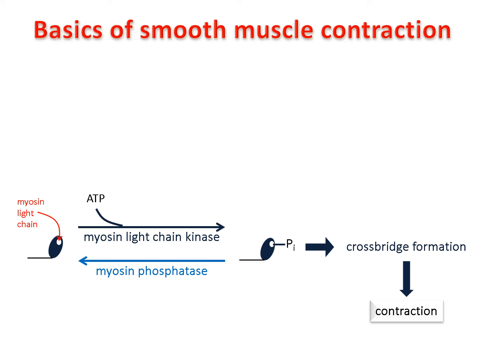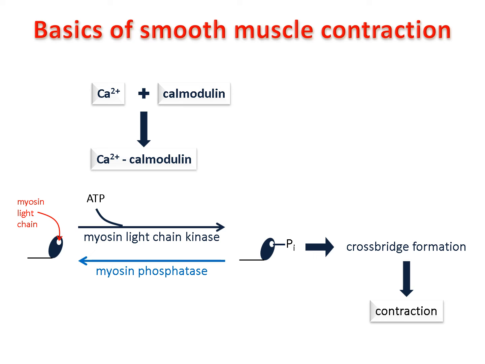Contraction begins when there is a rise in the concentration of free calcium ions in the cell cytoplasm. The cells contain the calcium binding protein calmodulin, which interacts with calcium to form a calcium calmodulin complex. This complex in turn activates myosin light chain kinase to phosphorylate myosin.